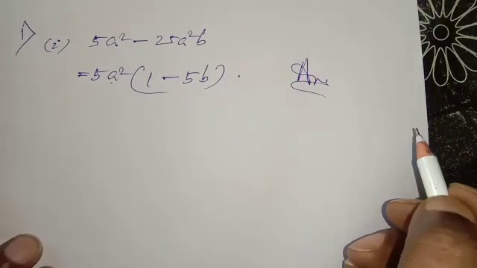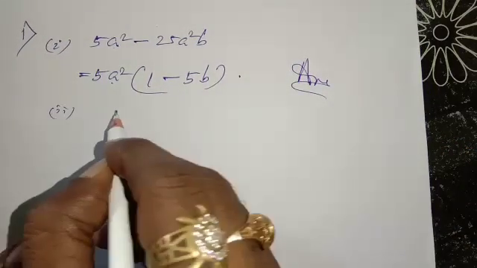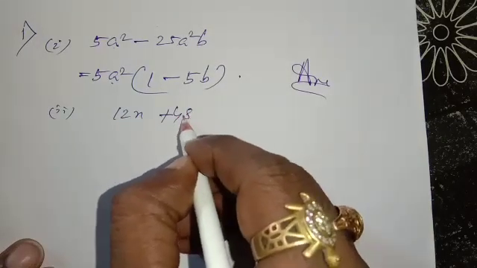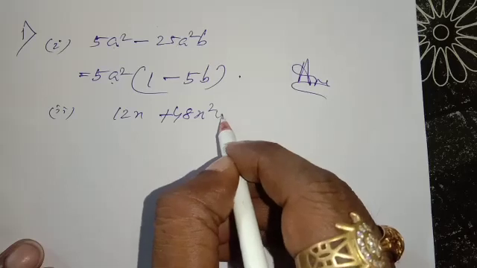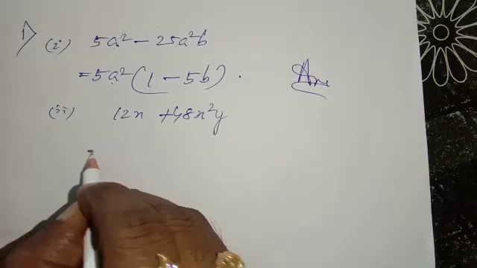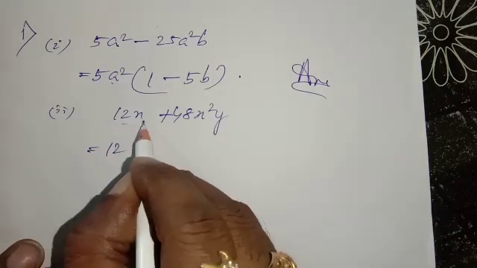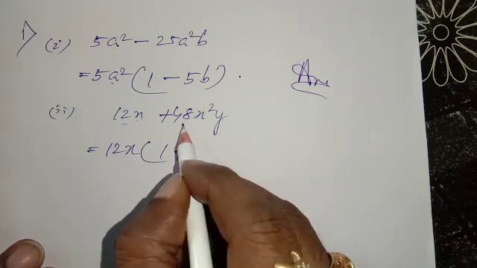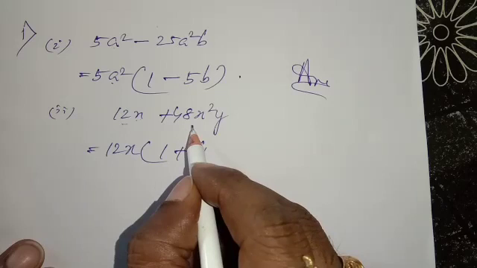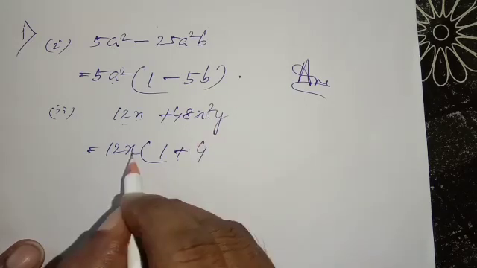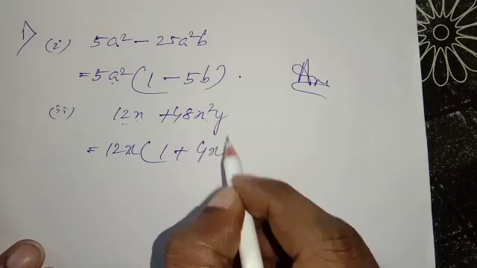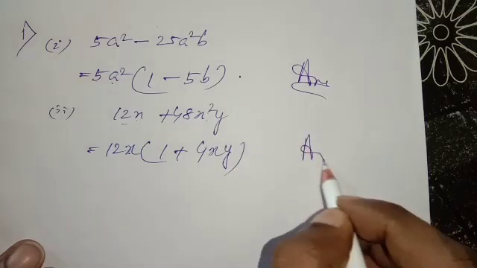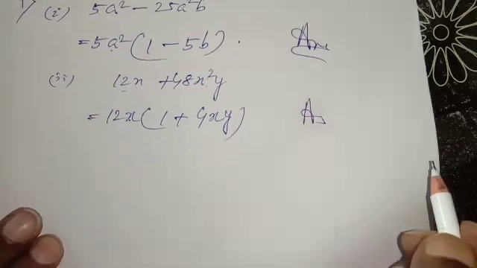Just taking common. Second part, question given 12x plus 48x square y. From here you can take 12 common, and x also you can take common. What is left here? 1 left. It will be 12, 4 is 48, means 4 left. Out of x square you have taken x common, here x left and y left. 1 plus 4xy. This is the answer of number 1, second part.